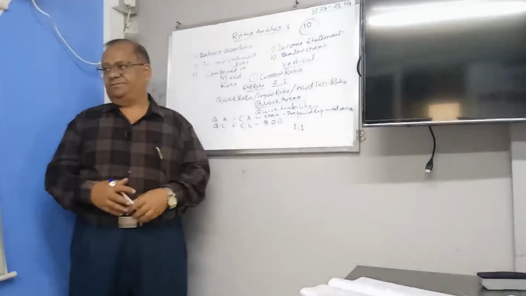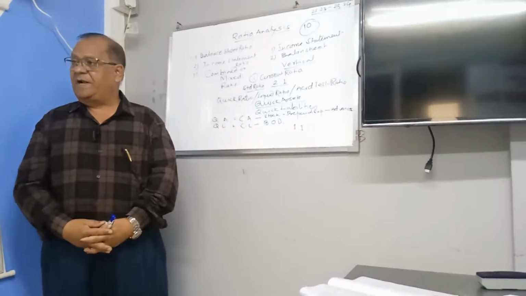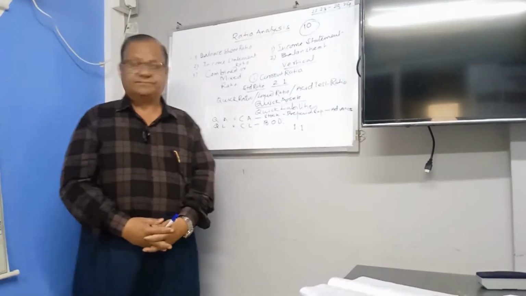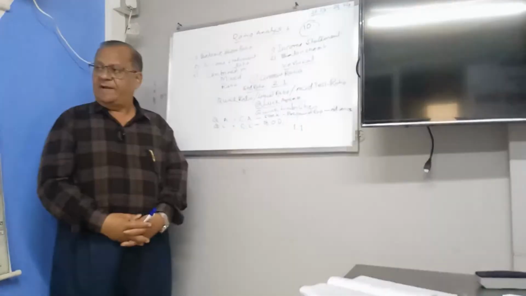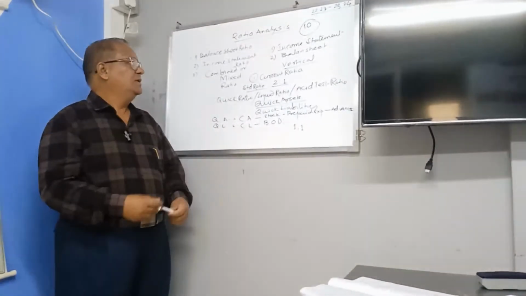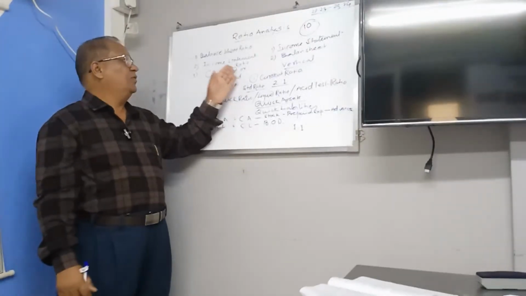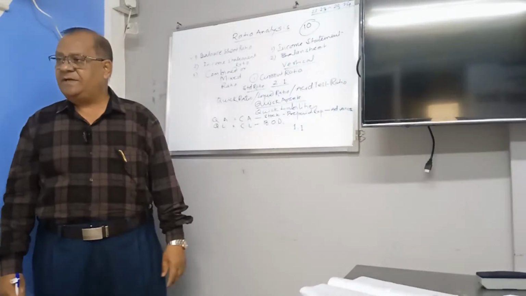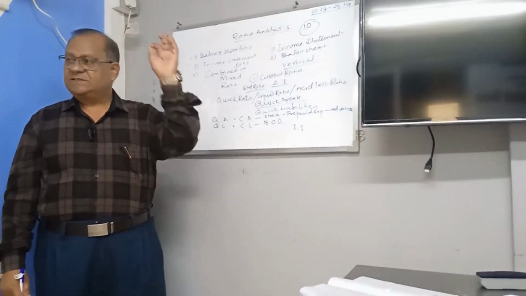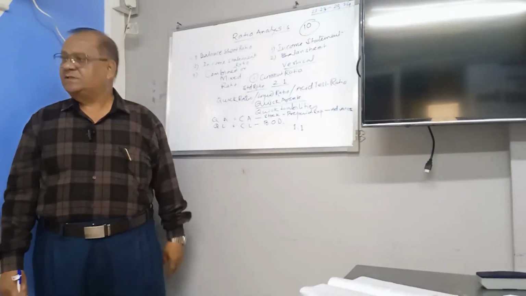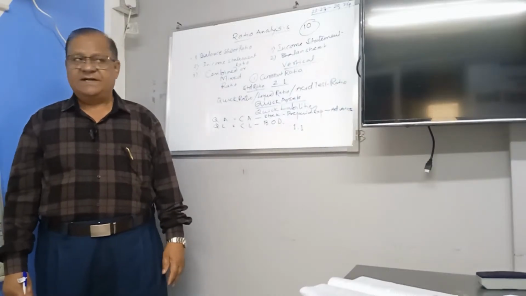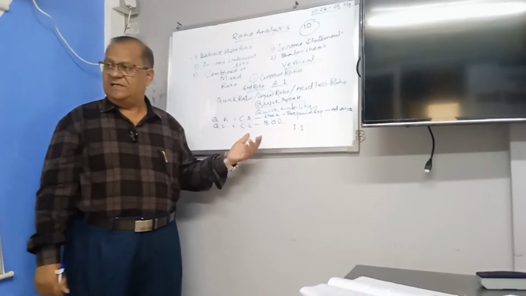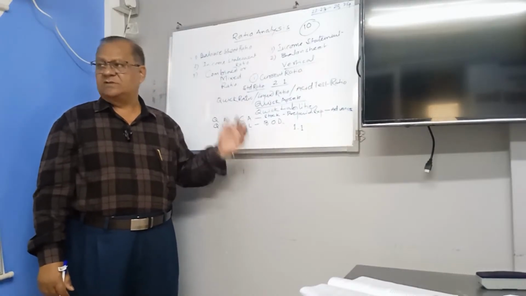Income statement ratio. Income statement means the trading profit and loss account they will give to you. In that trading profit and loss account, we have to take into consideration the ratios. First is gross profit ratio. What is gross profit? Gross profit means sales minus cost of goods sold. Gross profit is sales or gross sales less returns minus cost of goods sold.